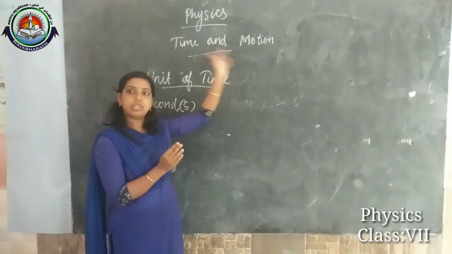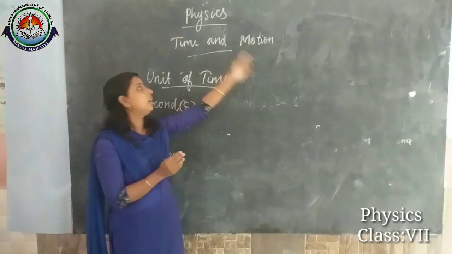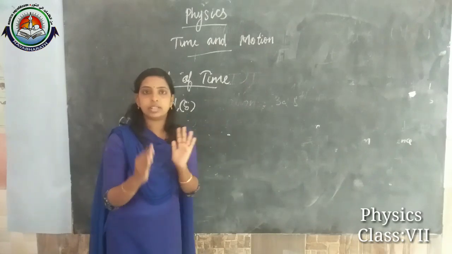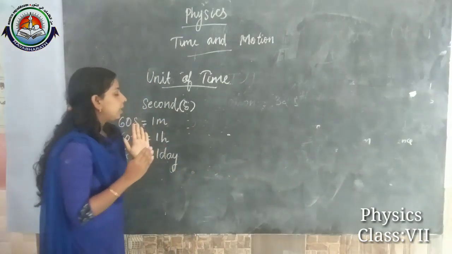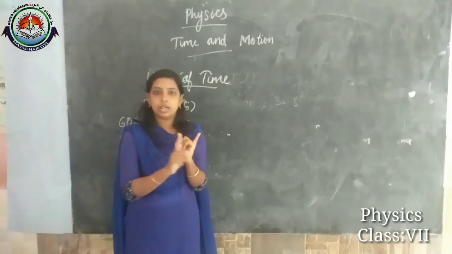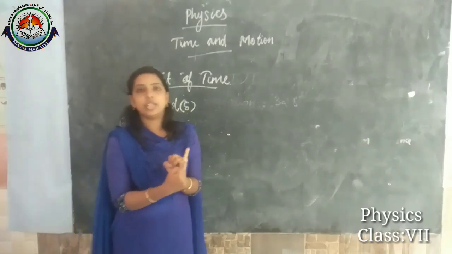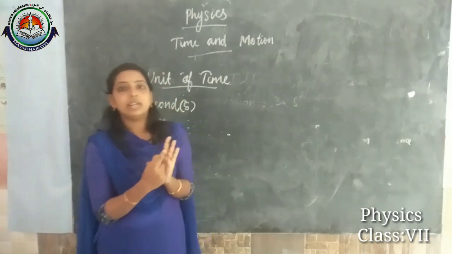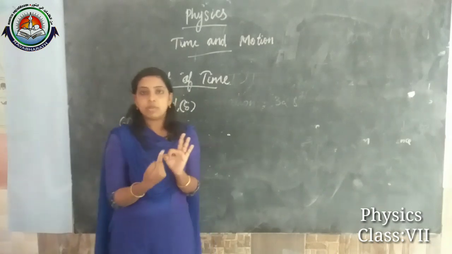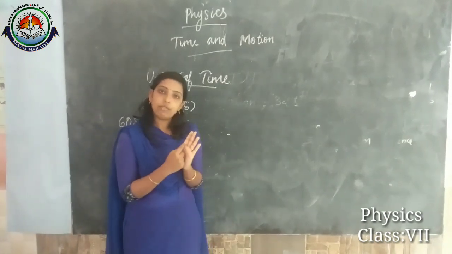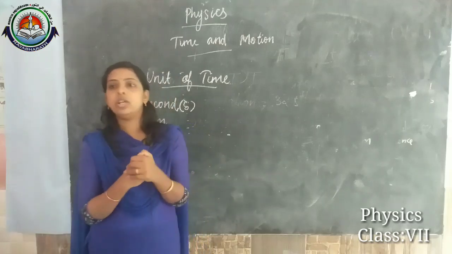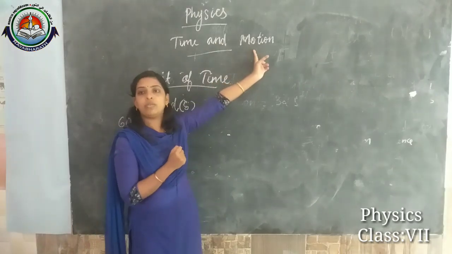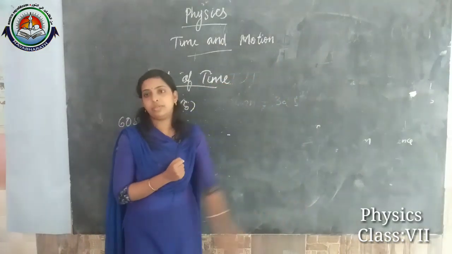So our chapter name is time and motion. This time we have almost finished. That means the main content regarding time is over. In the case of time we learned how ancient people measured time, and we discussed it on the basis of the simple pendulum. Then we learned about the latest trends in the measurement of time, then the unit of time. So that's all about time, and now we can discuss motion.